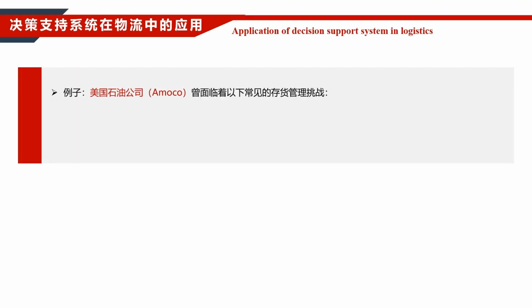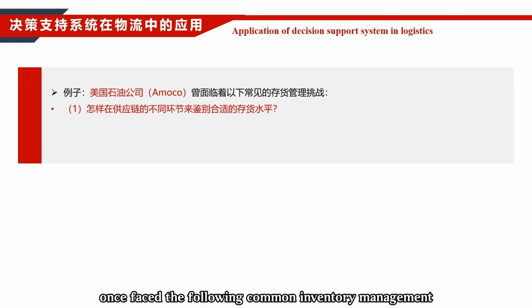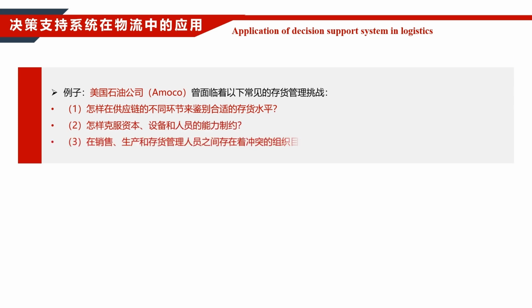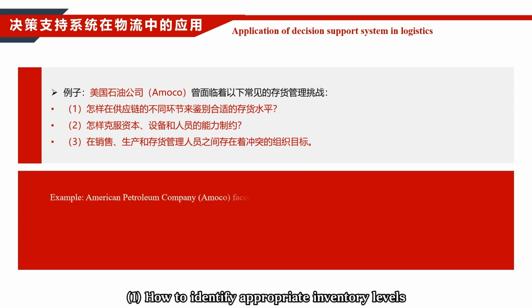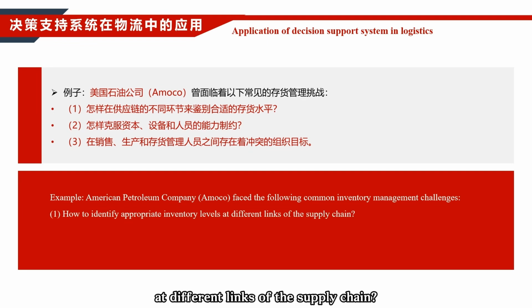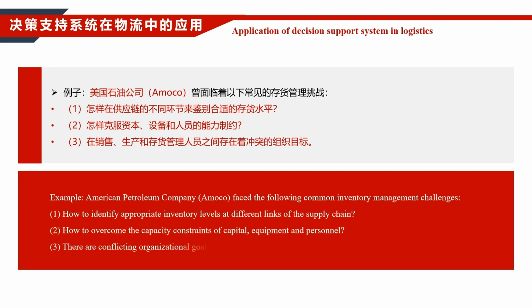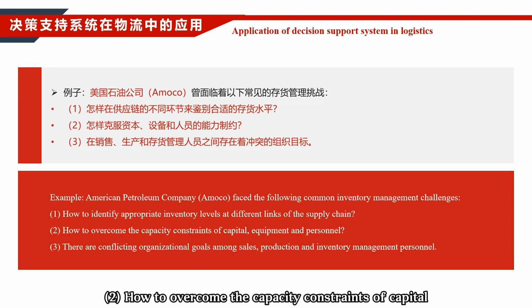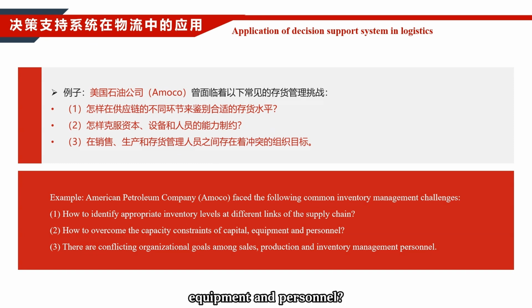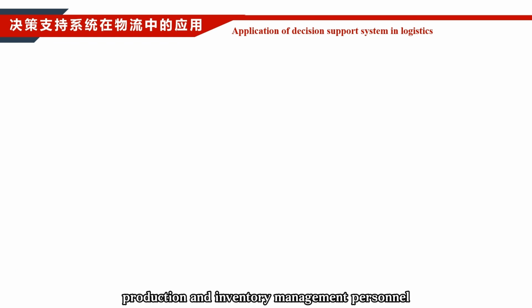Example: Amoco once faced the following common inventory management challenges. One, how to identify appropriate inventory levels at different links of the supply chain. Two, how to overcome the capacity constraints of capital, equipment, and personnel. Three, conflicting organizational goals among sales, production, and inventory management personnel.